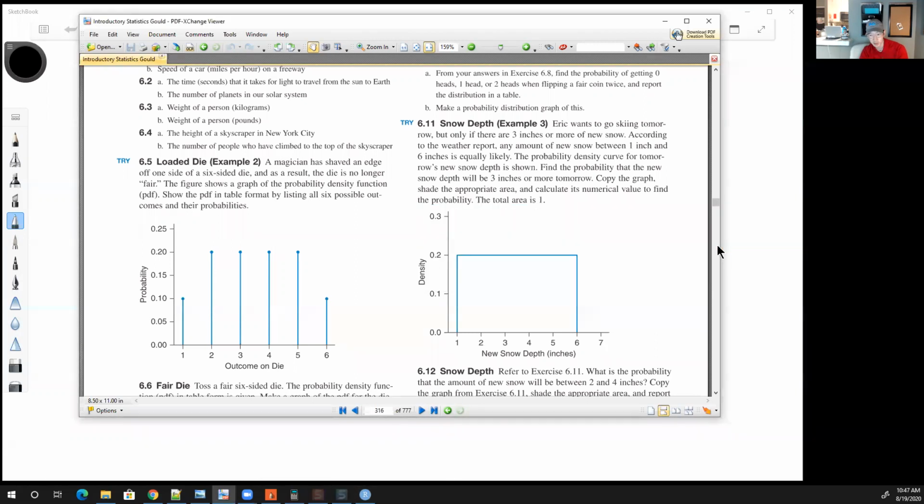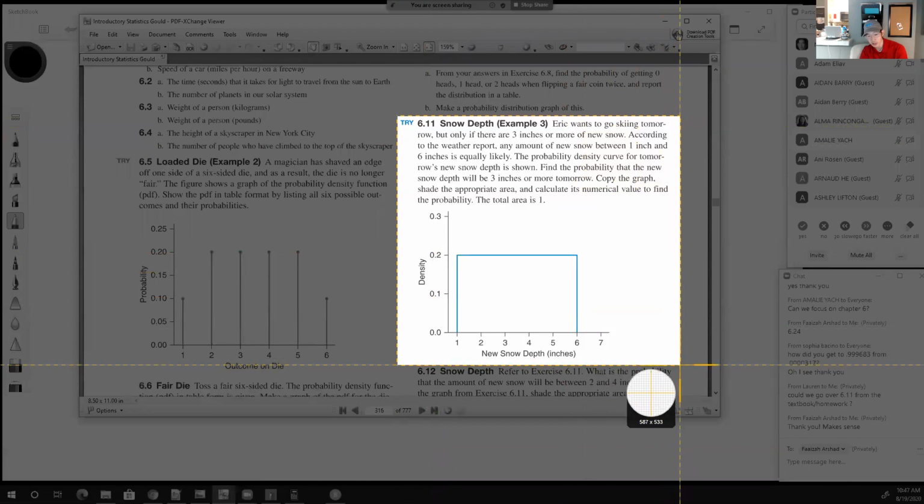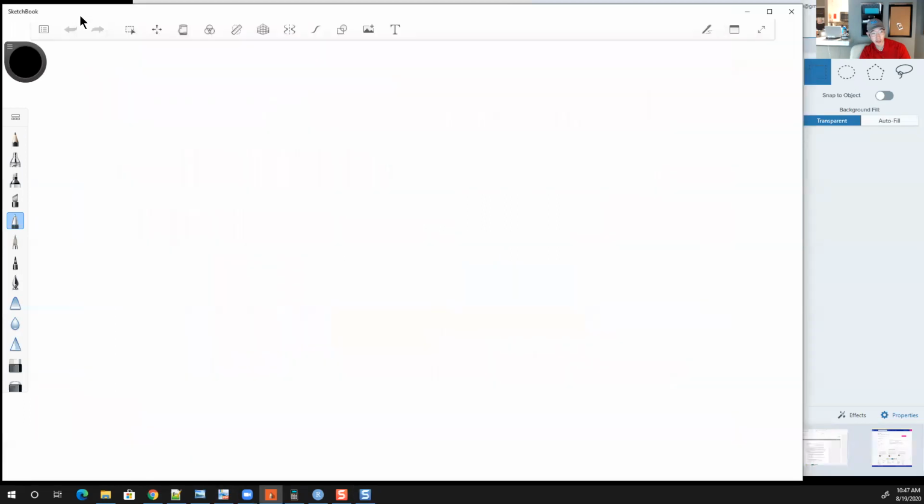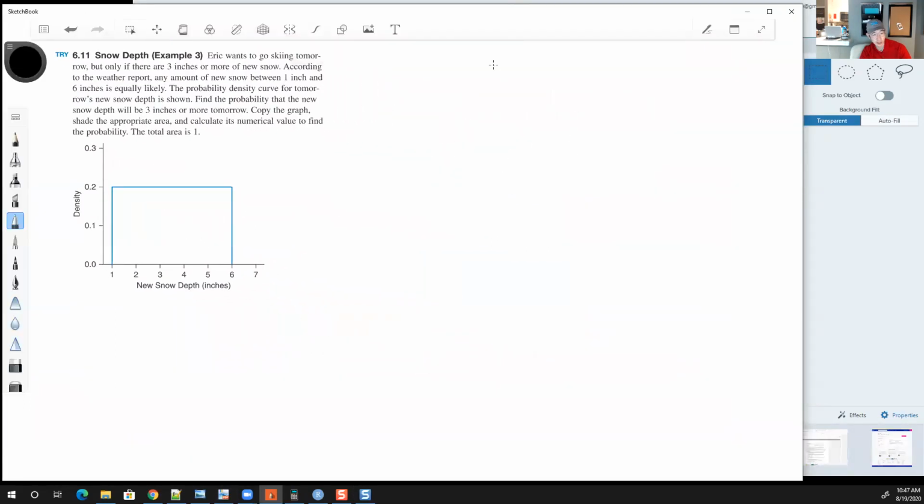Okay, so the answer to this question relies on the fact that anytime you look at a probability density curve, the total area must equal 1, okay? So all we know is that the total area is equal to 1. So what we have is a width, okay? Width equals 5, and basically the height, which is also given in this plot, is equal to 0.2. We know, right? 6 minus 1, that's a width of 5. The height is 0.2. Okay, and so now we want to find the probability that the new snow depth will be 3 inches or more.